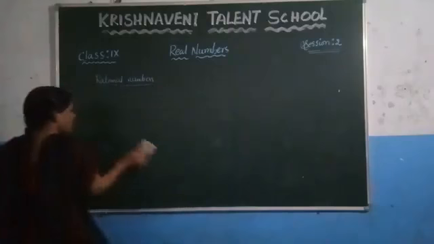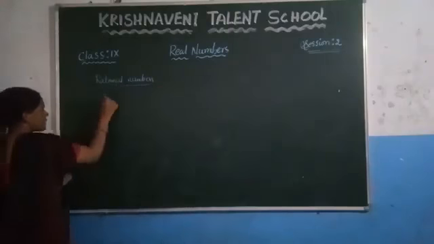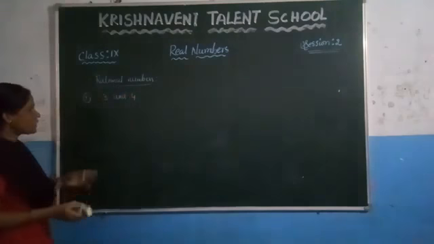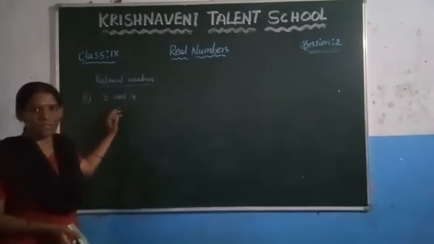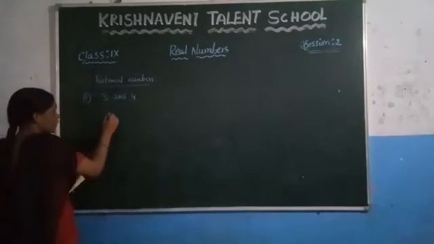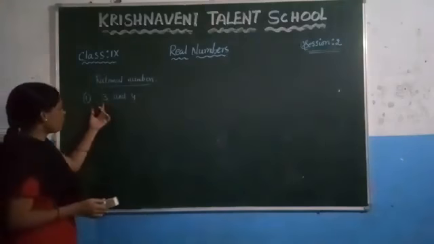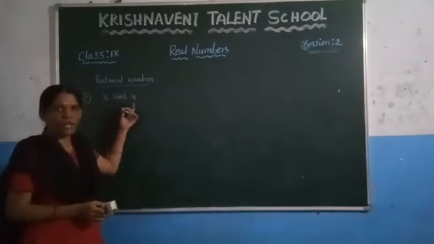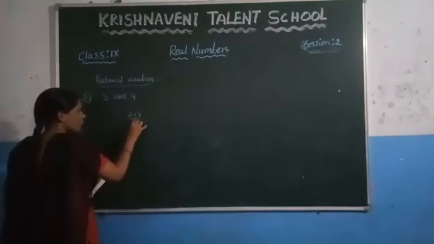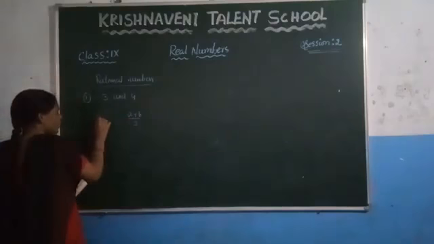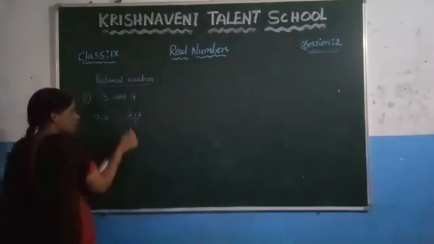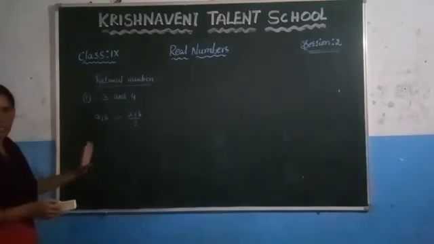Let us suppose you are given two rational numbers, consider 3 and 4. If they ask how many rational numbers lie between 3 and 4, how do you solve this problem? If you are given any two numbers, you can find the middle number by using the formula (a+b)/2, which we call the mean. If you are given any two numbers a and b, you can find the middle number by using (a+b)/2. That we call the mean of the given numbers.